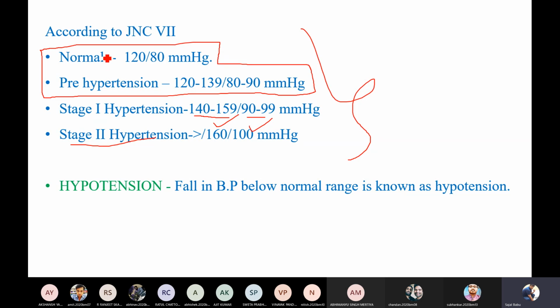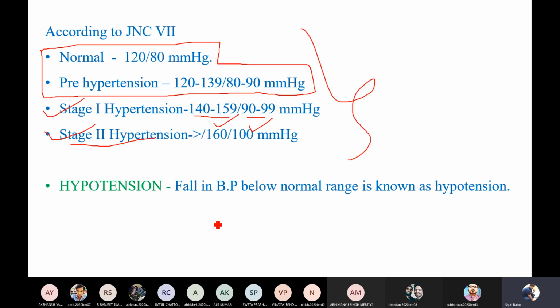So if you are getting normal or pre-hypertension, then you are healthy. If you are getting values of stage 1 hypertension or stage 2 hypertension, then there is some problem with you and you have to consult a doctor, right? So now let us come to hypotension.